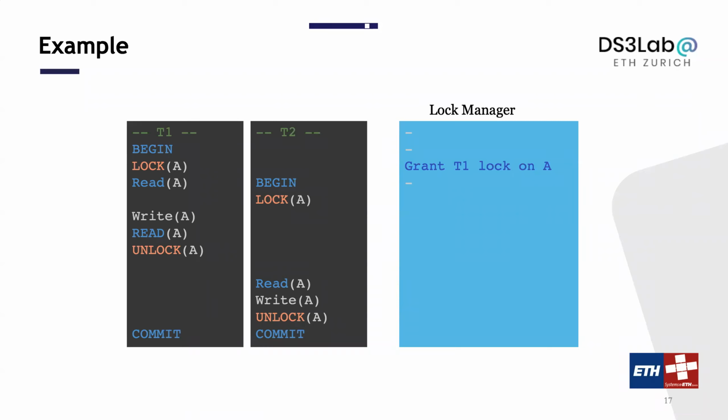Then T2 says, I also want a lock on A, and talks to the lock manager, which says, T1 is holding that lock, you wait. So T2 is going to wait, and T1 is going to do operations on A, and when it's done, it's going to unlock it. Then T2 gets the lock, continues to do things, releases the lock and commits. This is just one example about how transactions interact with the lock manager in this course. The real system is going to be more complex, but in this course, this is our mental model about what the lock manager is going to do.